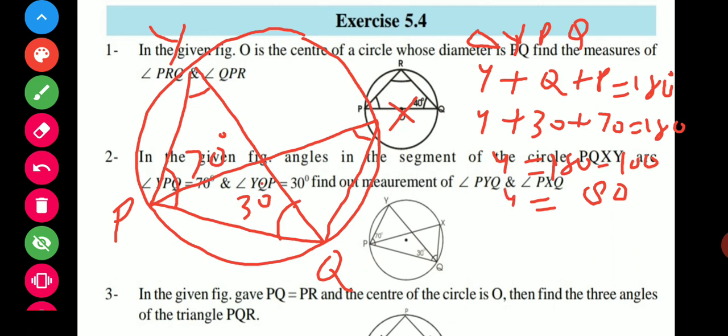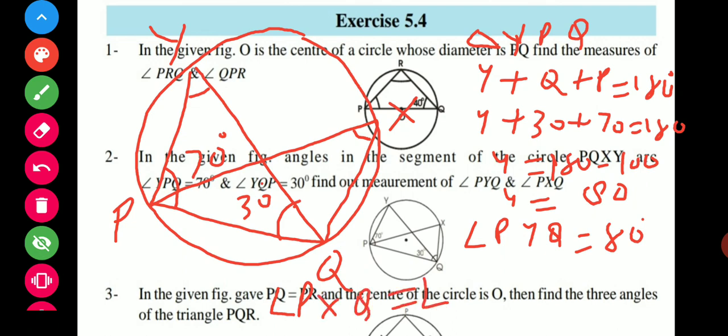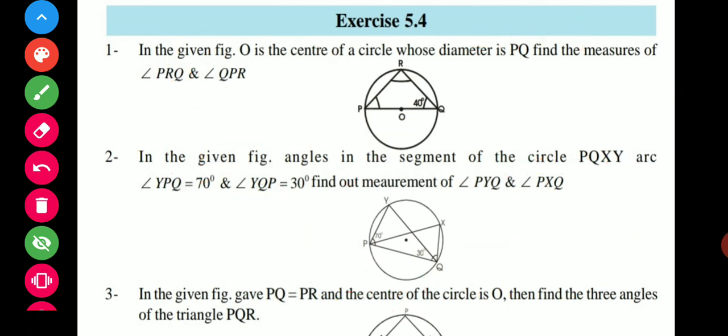Y means it is PYQ. And angle of same segment, both are equal. So you can write angle of PXQ is equal to angle of PYQ. Both are equal because angles of the same segment are equal. So the first two questions are completed. Now the remaining part of this exercise you can do at home. So that is the homework.